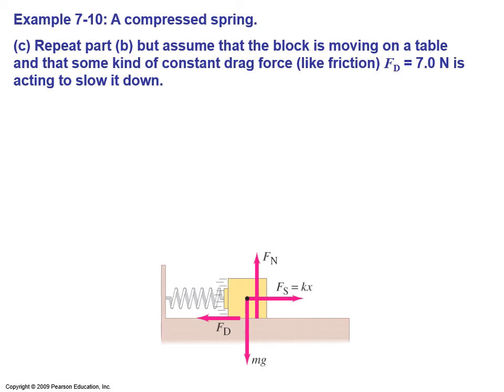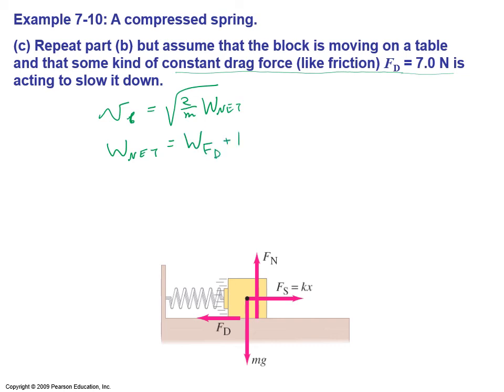So now we're going to repeat the same calculation, but assume that the block is moving on a table and it has some kind of constant drag force. Okay, that's acting to slow it down. So there's a friction force now acting on it. So we still have this same relationship, right? Velocity final is equal to root 2 over m times W net. But now W net is going to be W from the spring force plus the work from the drag force. Okay, now the drag force, what's the work done by the drag force?